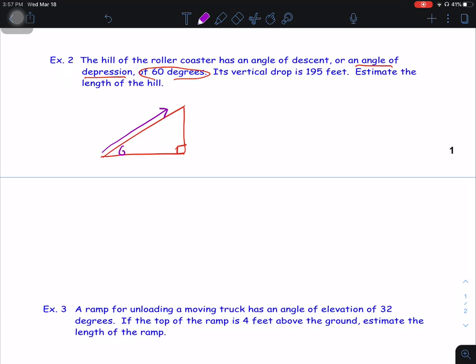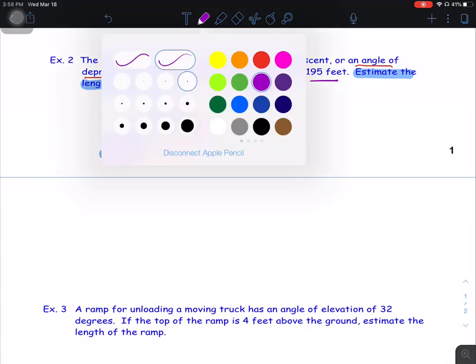And so we know we always want to place those angles of elevation or angles of depression right at the bottom of the triangle. And then it mentions there's this vertical drop that's 195 feet. So once you're here at the top of the coaster, it drops down vertically 195 feet. So I'm going to label that side 195 feet. The question is we want to estimate what the length of the hill is. And so what we're after is really that side of the triangle right there, okay?